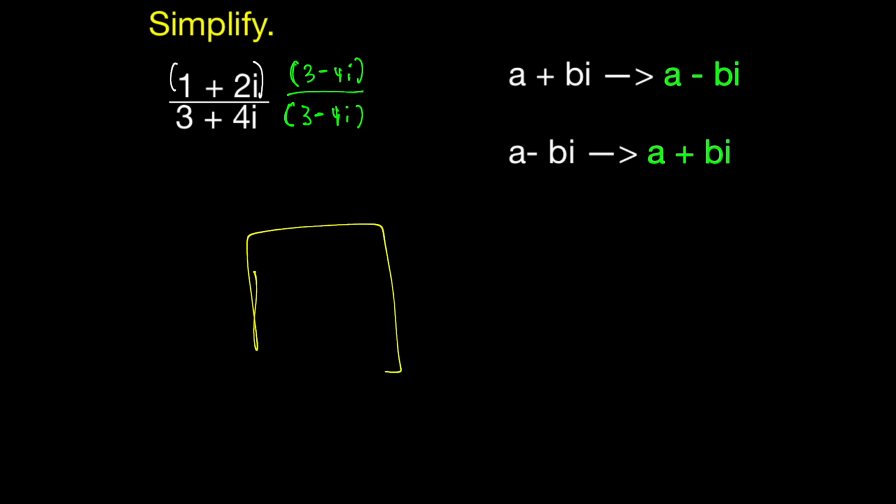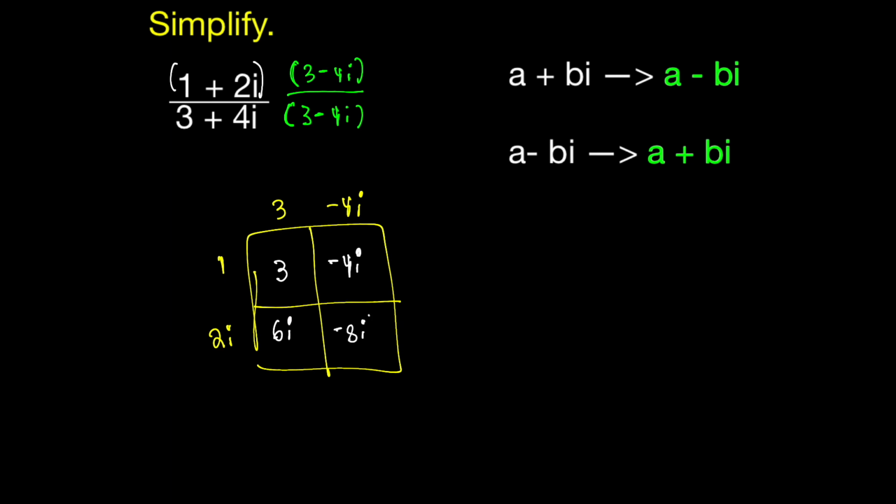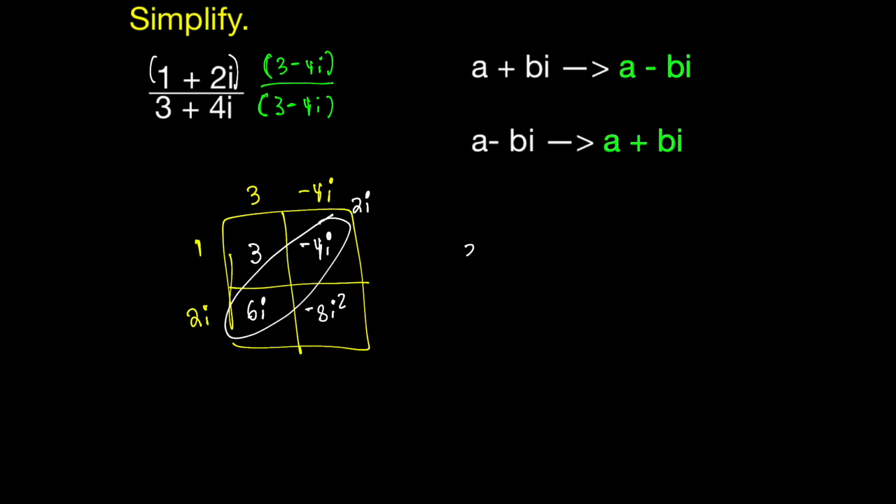So we get the multiplication of 1 and 2i with 3 and negative 4i. So multiplying through, 1 times 3 is 3. 1 times negative 4i is negative 4i, 2i times 3 is 6i, and 2i times negative 4i is going to give us a negative 8i squared. Looking at the diagonal, 6i minus 4i is going to give me 2i. So we can express this as 3 plus 2i minus 8i squared.